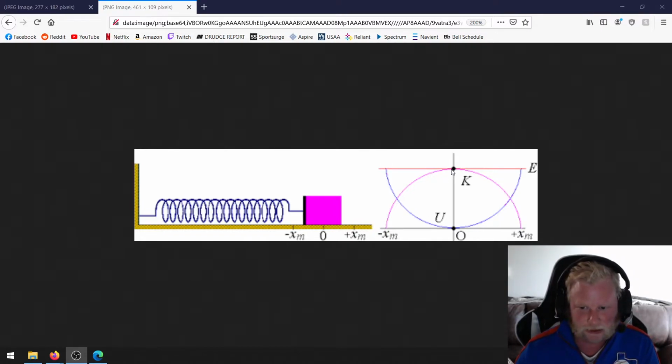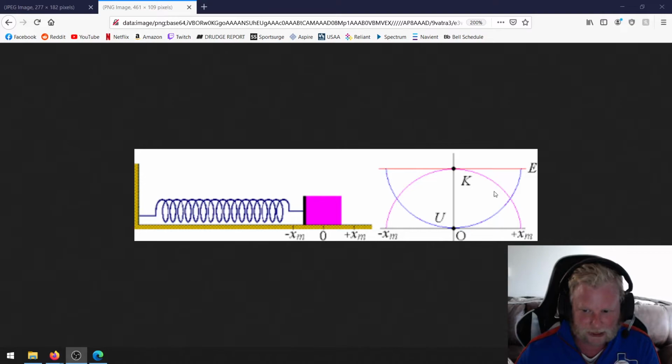Now, at equilibrium, where all of that potential energy stored within the spring has become kinetic energy, your velocity is maximum, right? And your kinetic energy is maximum. So you have this move from no kinetic energy to gaining pure kinetic energy at equilibrium, losing kinetic energy until you have zero kinetic energy at your amplitude.